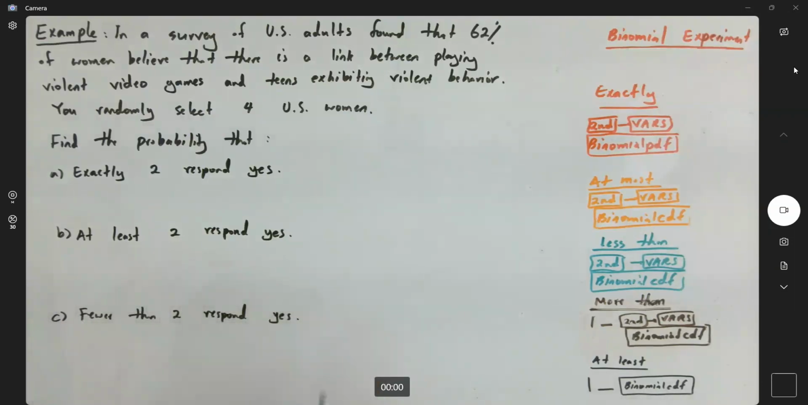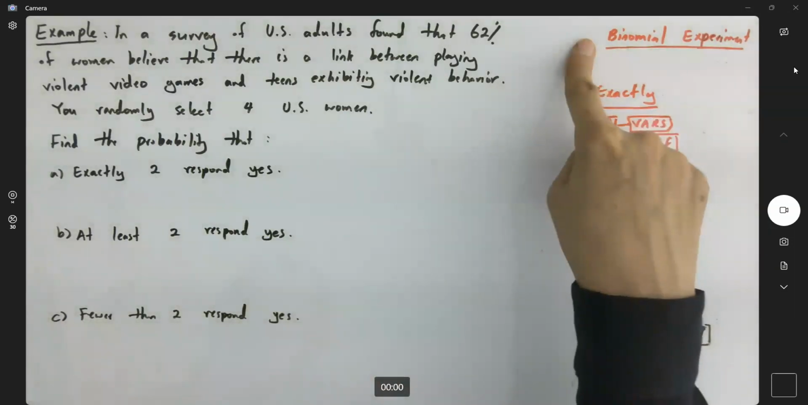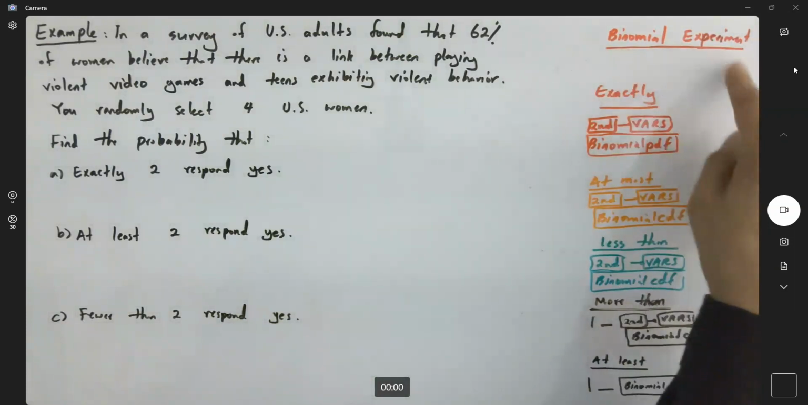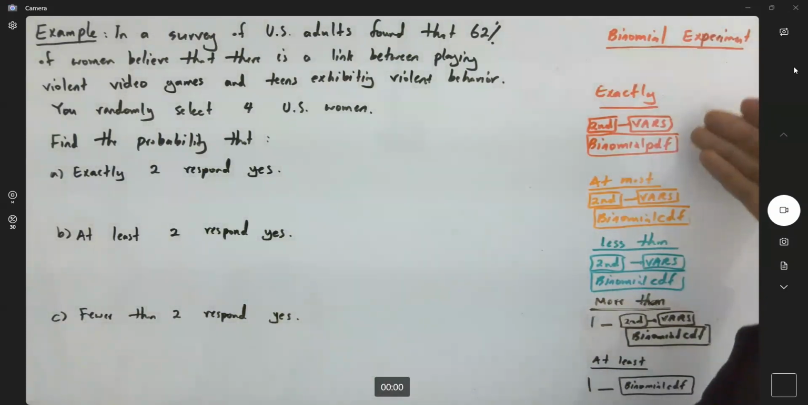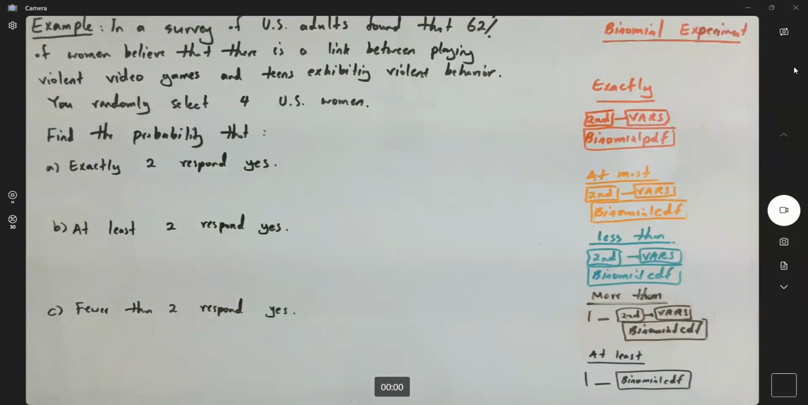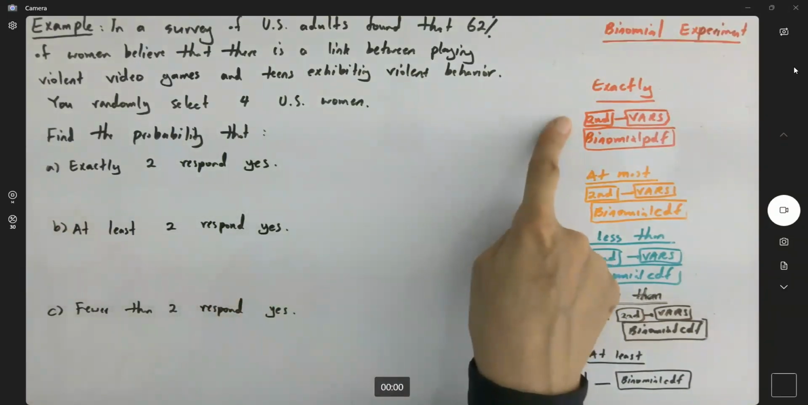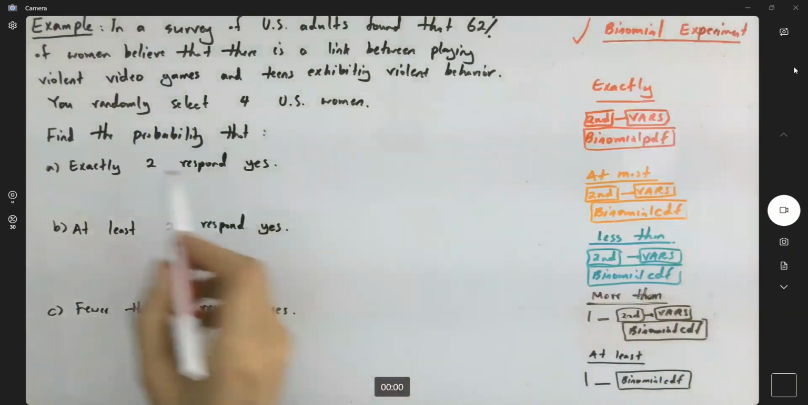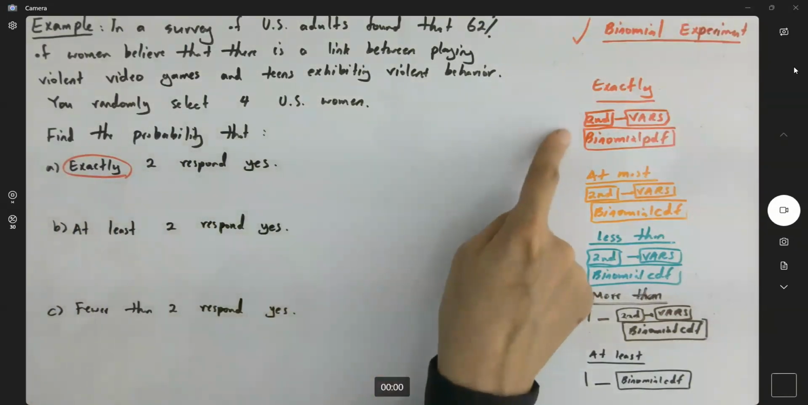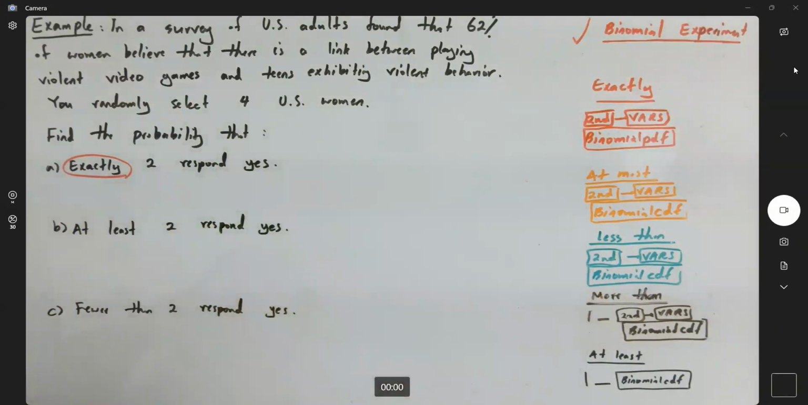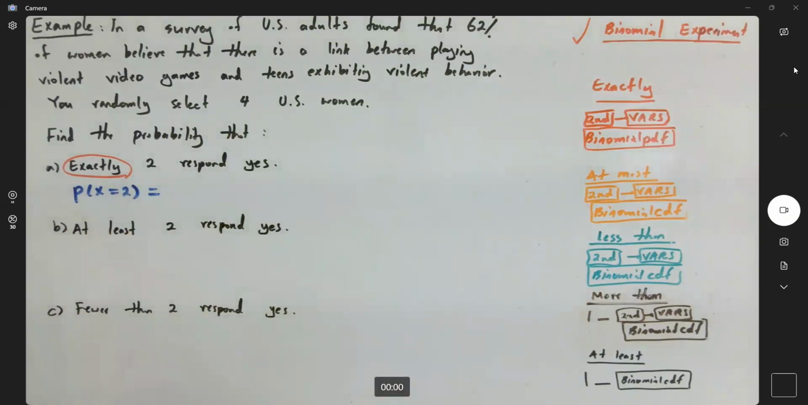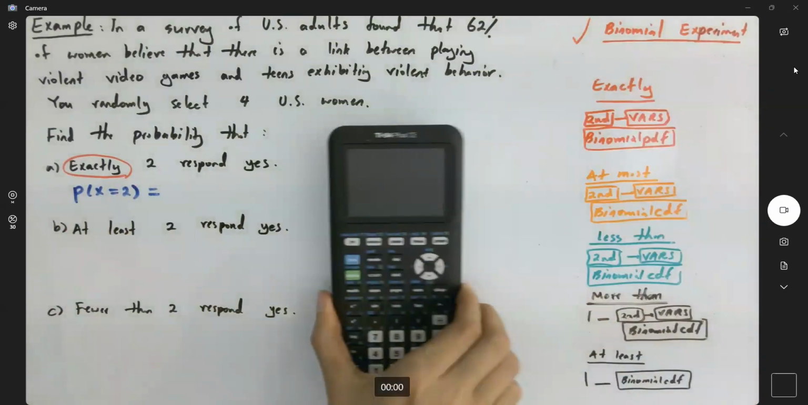Okay, very good. First of all, this is a binomial experiment. This is your very first step, to identify the type of experiment that you have. If it's a binomial experiment, you are allowed to follow the instruction on how to use your calculator. To find the probability that x is exactly 2, we need to follow the instruction binomial PDF. We want to know the probability that x is exactly 2. So let's use our calculator.